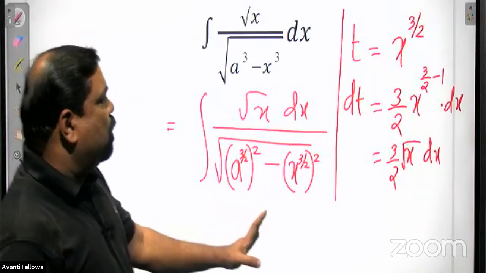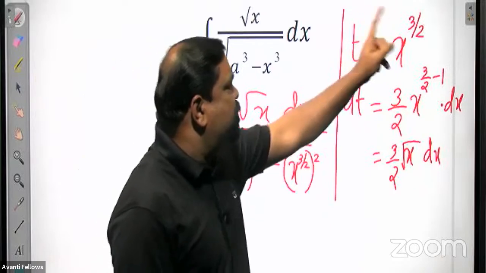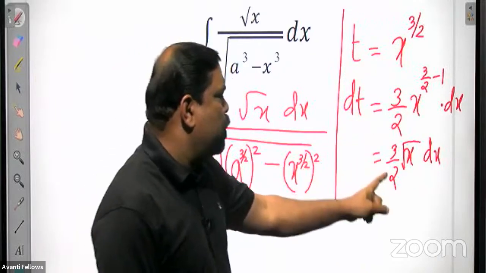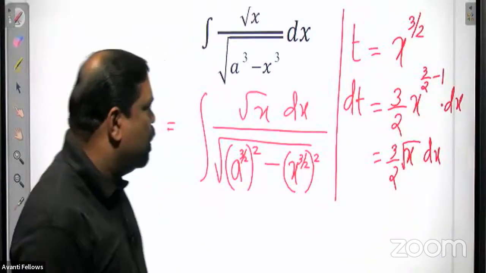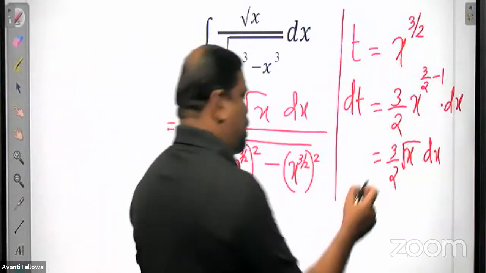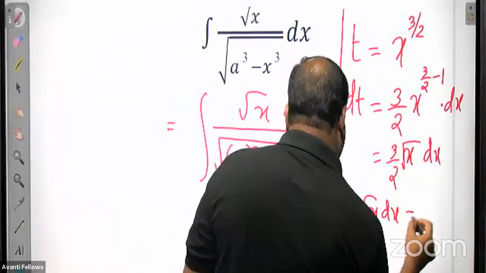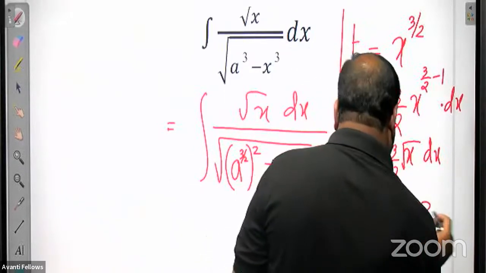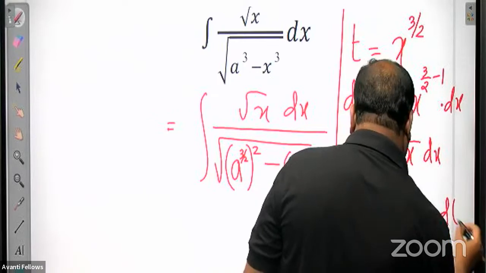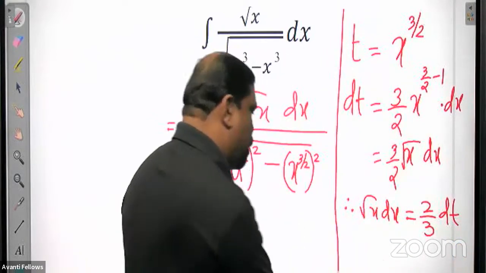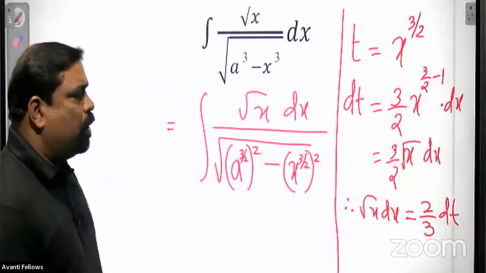Now the same thing. I have already written here. Put t equal to x power 3 by 2. So dt is equal to 3 by 2 root x dx. We need root x dx actually. Root x dx is equal to 2 dt by 3, that is 2 by 3 dt.